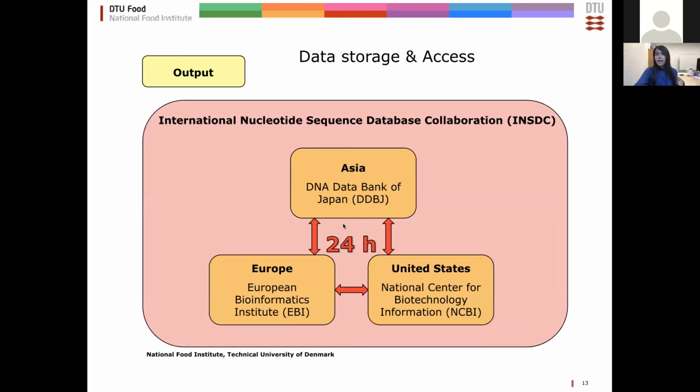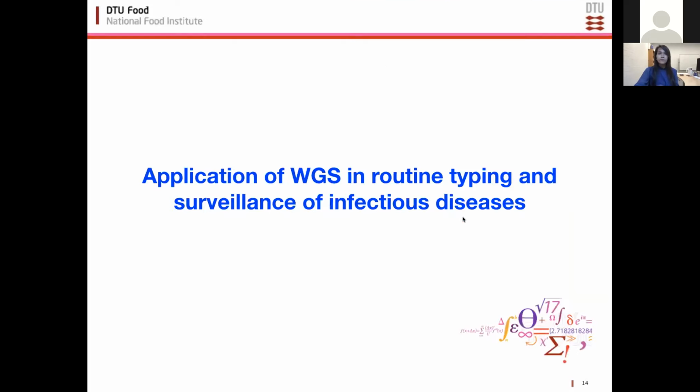actually, those sequencing data are all publicly available from previous studies that many scientists have already done. They are in these three main databases and they are all synchronized. So DDBJ in Asia, NCBI, of course, in the US, and EBI in Europe. Okay, that's very brief, about the sequencing data.